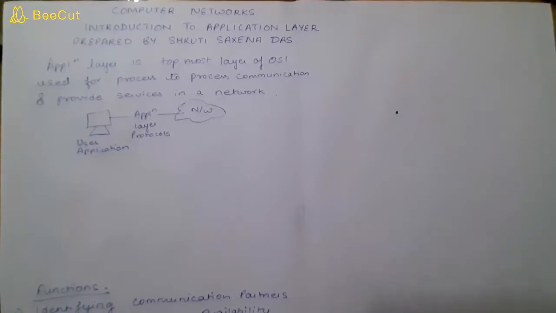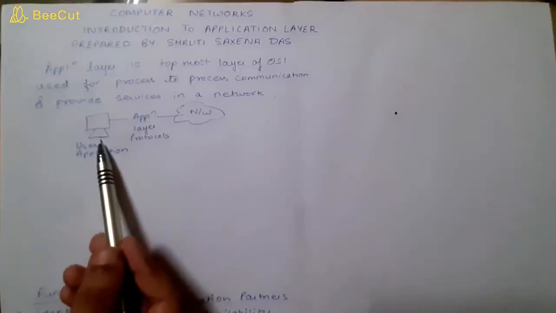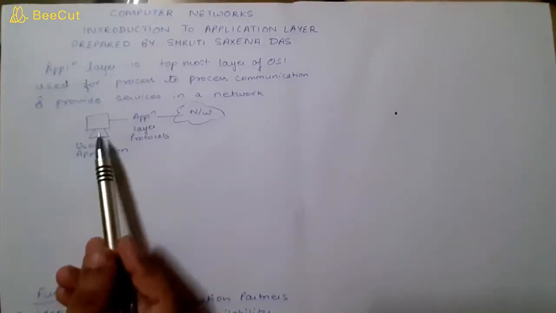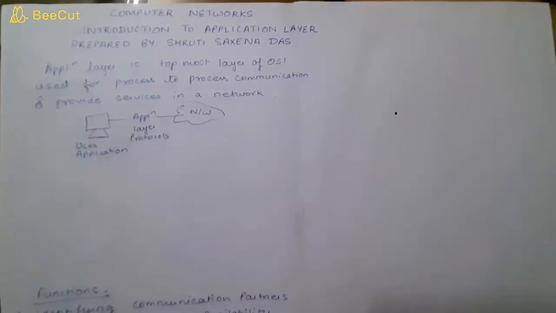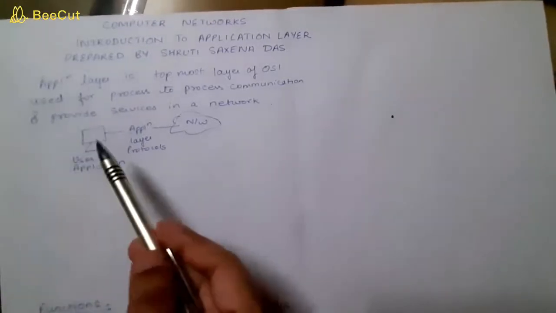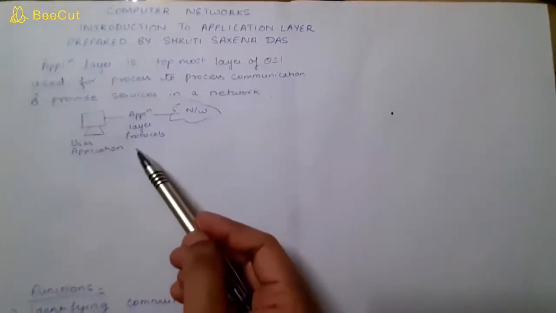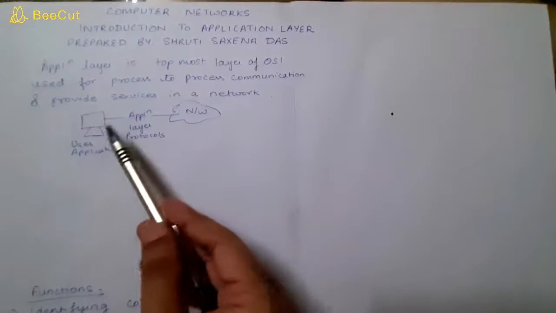Basically, it provides process to process communication. So the task of this application layer is firstly to identify the communication partners. Who are the partners who want to communicate? Suppose this is the user application. Application layer provides an interface between the user application and the network. So it provides so many protocols so that you can use services in the network.